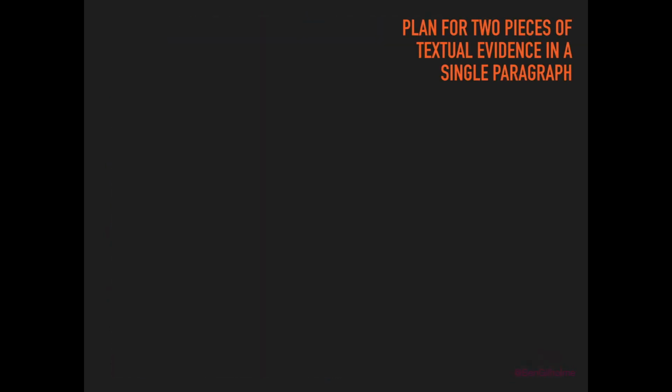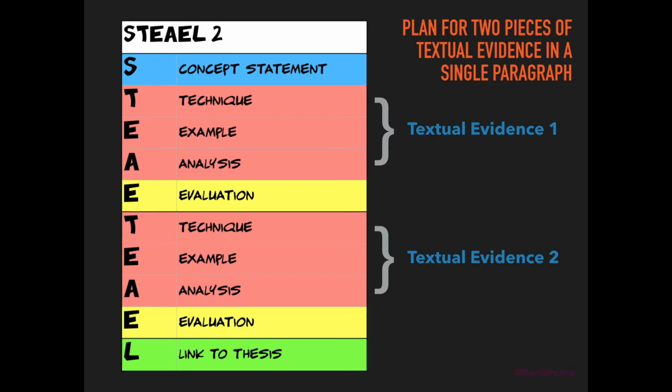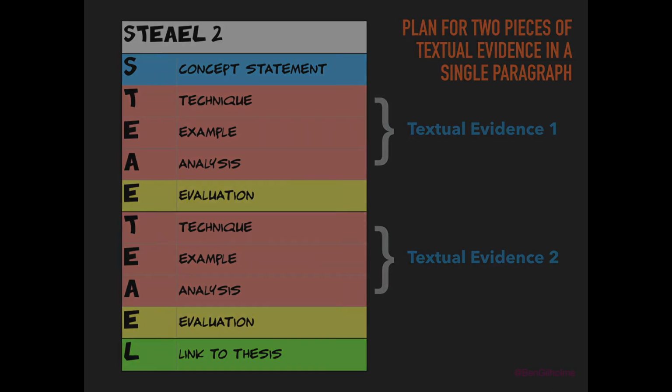Quite often, you'll find that one example from the text is not enough to fully support your idea in any paragraph. So we tend to use this second structure that includes two pieces of textual evidence, which means that the TEAE is repeated. So you have two techniques, two examples, two analysis, and two evaluations, which means two complete pieces of textual evidence. And all of this is, of course, tied together with a link.